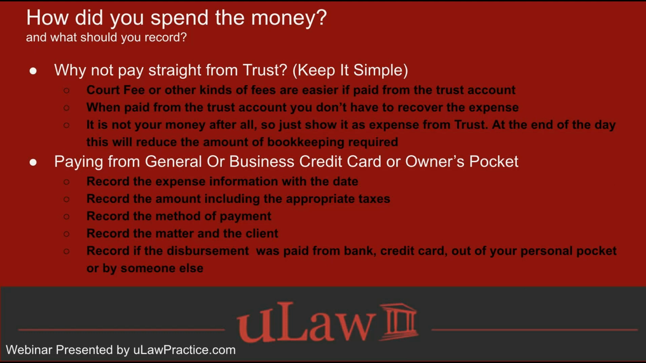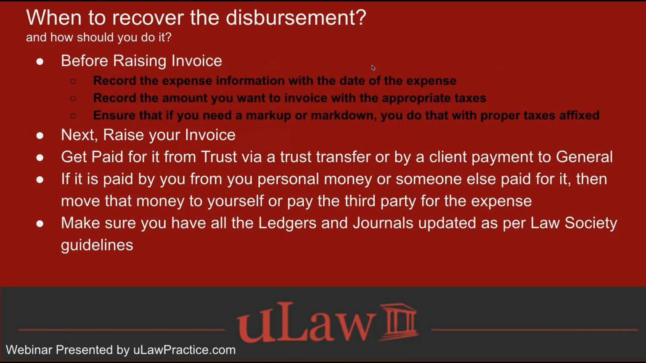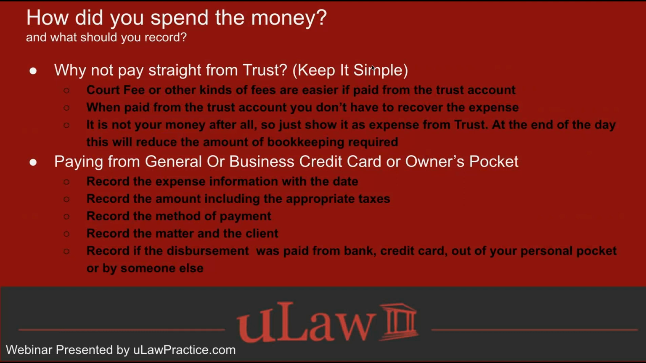Now, how did you spend this money? How do you record this? First of all, I said follow the money. That's a very basic principle. When you follow the money, there is no way you can lose track of it. You log into your trust account, you see $100 gone out, and you record it as a court fee, or a process server fee, or any other third-party expense, such as a transcript or a translator.